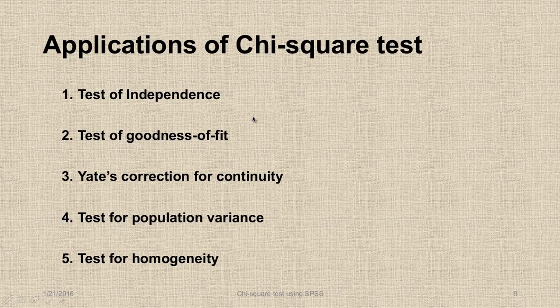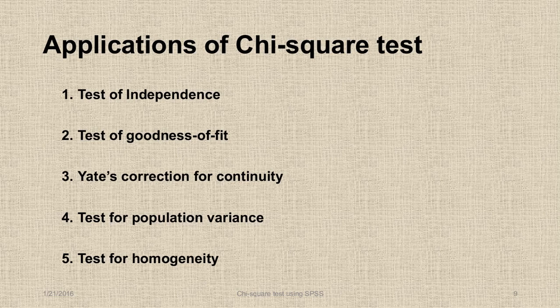Now what are the areas where we can apply chi-square test? Chi-square test is applied in the following cases. It's a test of independence. Suppose there are two variables which are categorical. Now we want to check the association between the two variables. Then we can apply chi-square test. We will show this one just after a few moments.